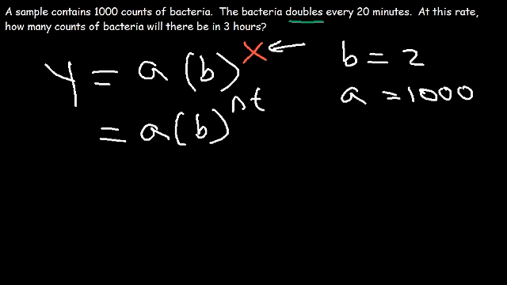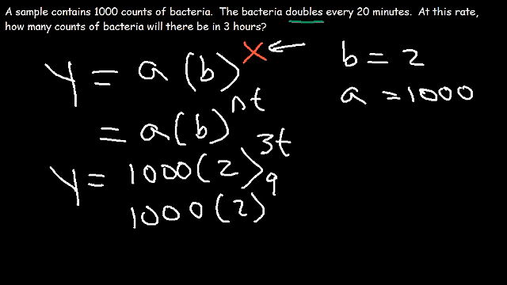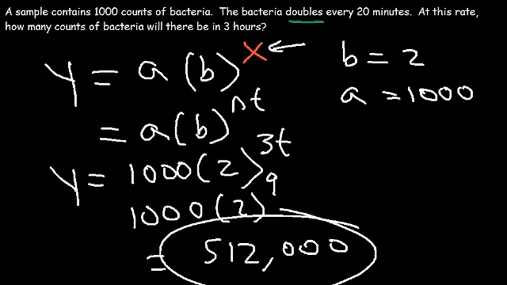So let's plug in what we have. The equation is now y is equal to 1,000 times 2 raised to the 3t. And t is 3 hours, so 3 times 3 is 9. So it's going to double 9 times. It doubles 3 times in an hour, but 9 times in 3 hours. 2 to the 9th power is 512. Multiplied by 1,000, so there's going to be 512,000 counts of bacteria in 3 hours.